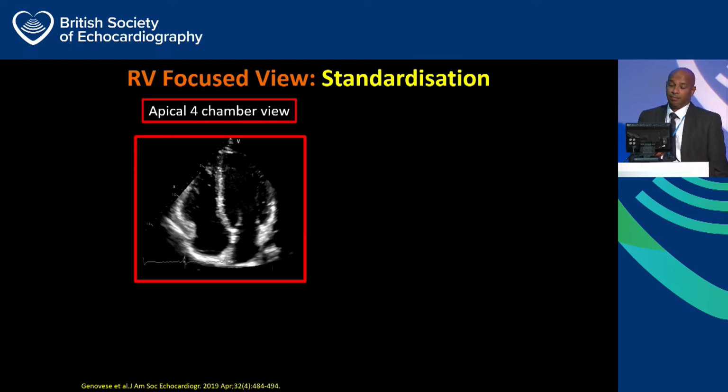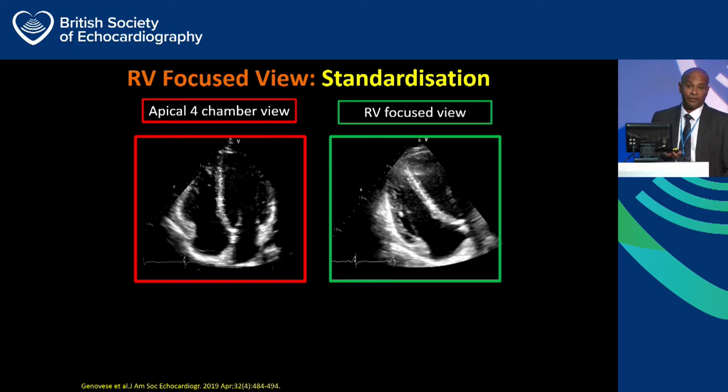Many of the measurements that we make for size and function are taken from an apical view, but it's recommended that we use a right ventricular focused view rather than the standard 4-chamber view. And this is a nice paper that summarises the advantages of using a right ventricular focused view.